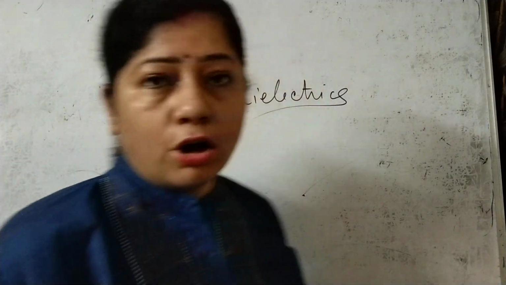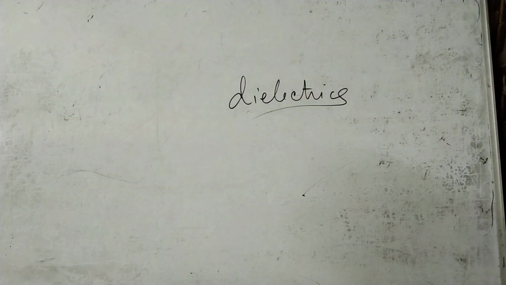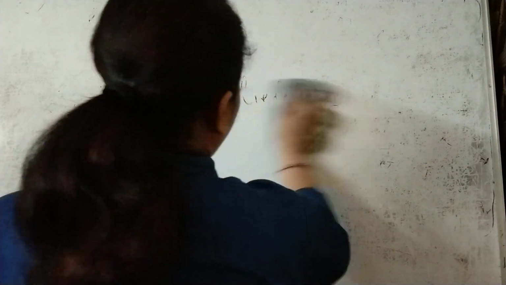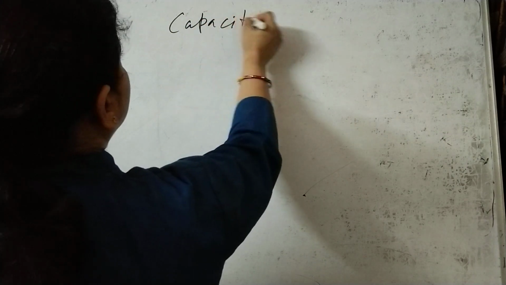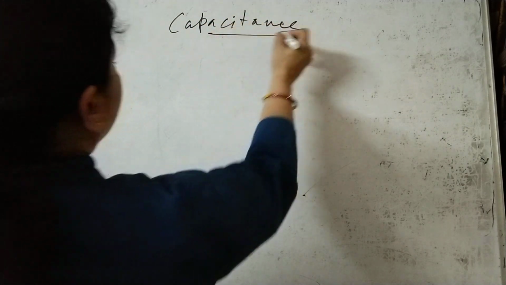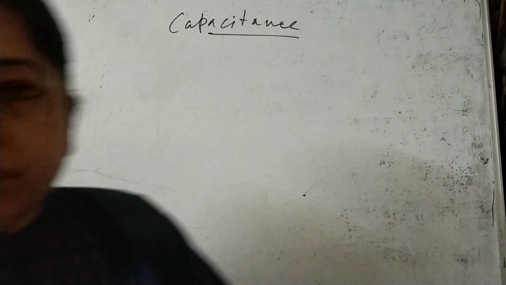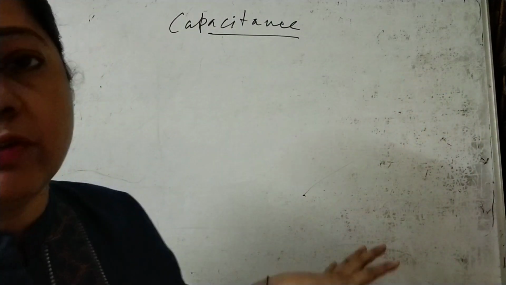Today we are going to talk about the topic capacitance, the capacitance of a conductor. Basically, capacitance is the ability of the conductor to hold the charge. When a conductor can retain the charge, we call this the property of capacitance.